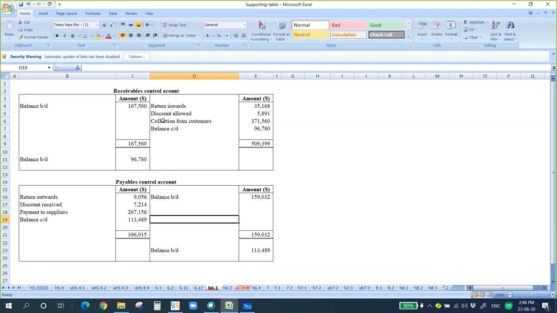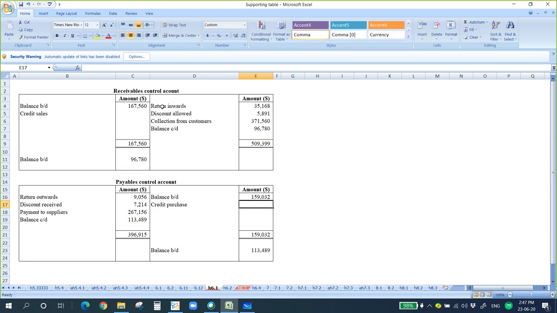So the next thing to do is we have to find out the missing information. So in your receivables, you can find out what is the credit sales. In your payable control, you can find out what is the information of credit purchase. So what is the amount for your credit sales and credit purchase? Can you try to calculate?